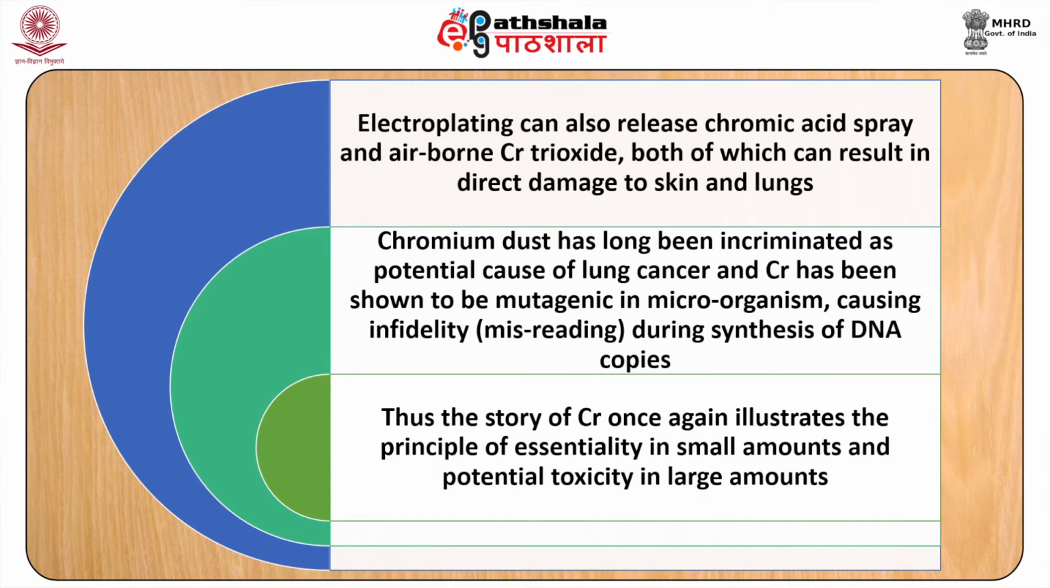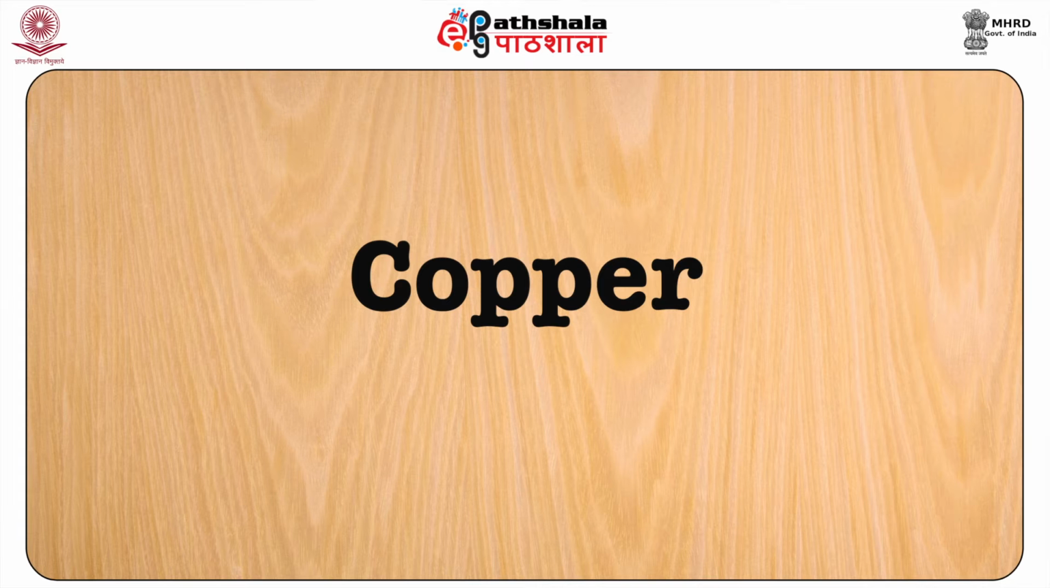Electroplating can also release chromic acid spray and airborne chromium trioxide, both of which can result in direct damage to skin and lungs. Chromium dust has also been incriminated as a potential cause of lung cancer, and chromium has been shown to be mutagenic in microorganisms, causing infidelity, that is, misreading during synthesis of DNA copies. Thus, the story of chromium once again illustrates the principle of essentiality in small amounts and potential toxicity in larger amounts.